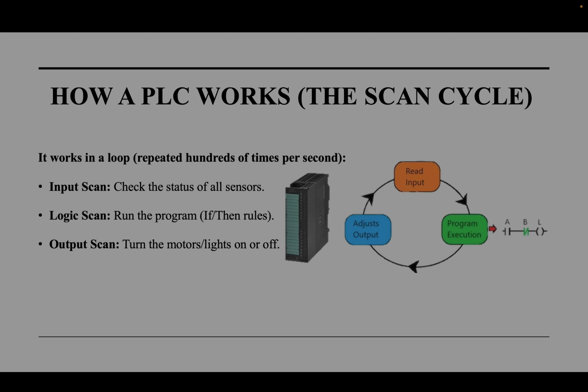Now I'm talking about how a PLC works, which is about the scan cycle of a PLC. PLCs work in a constant loop called the scan cycle. It repeats hundreds of times per second in 3 steps. First, it checks the sensors in the input scan. Second, it runs the logic scan to process rules. And third, it updates the hardware in the output scan.